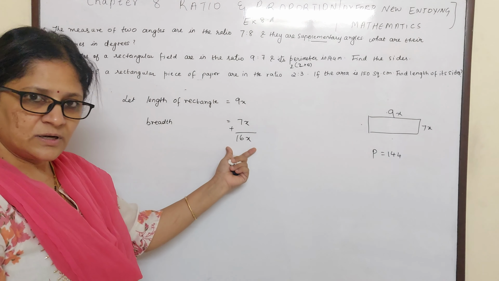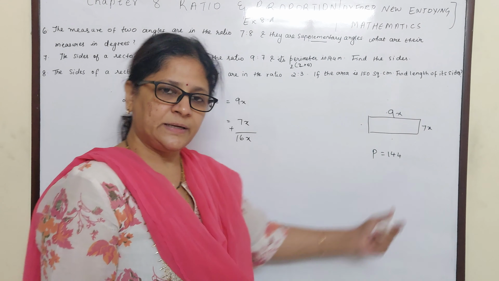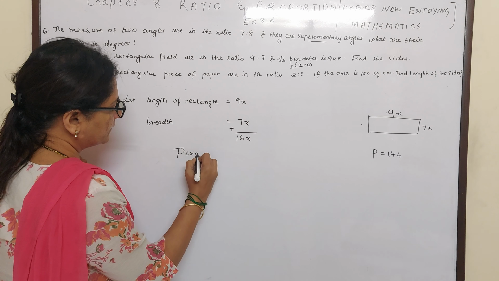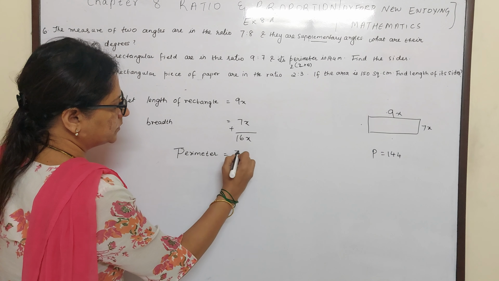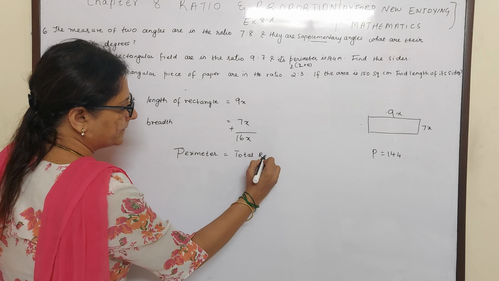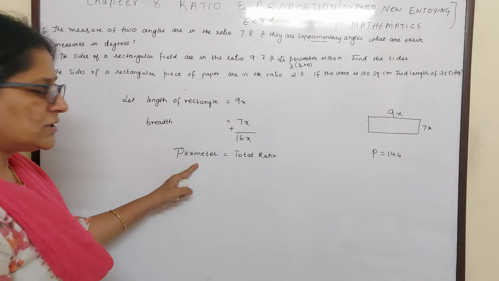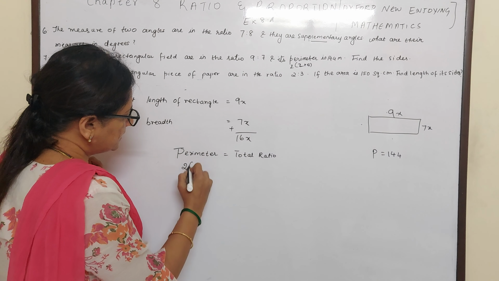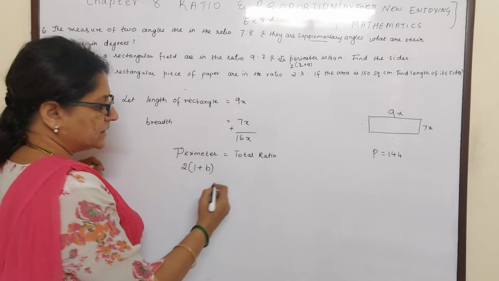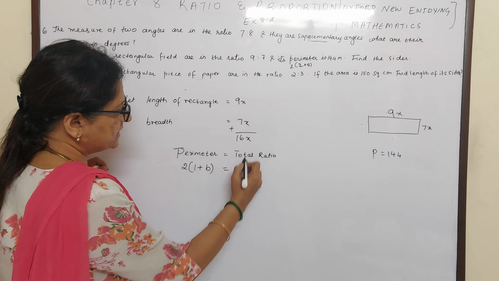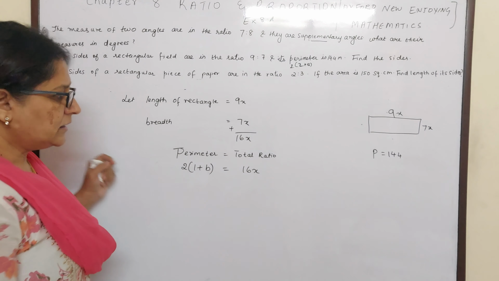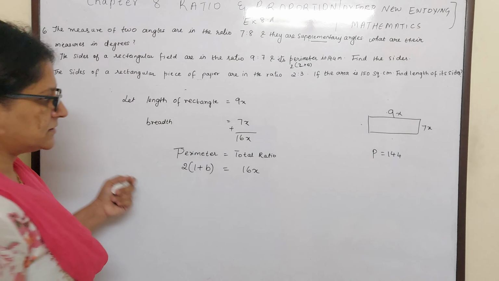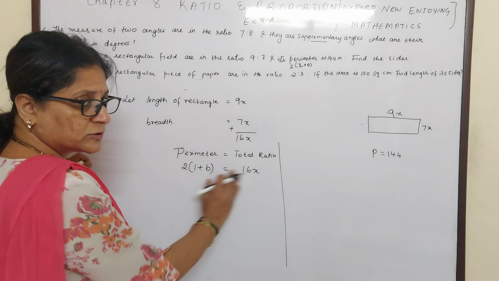So now my total ratio will be equal to the perimeter, right? So we can say perimeter is equal to total ratio. Okay, so what is perimeter? The perimeter formula is 2 times (L plus B). So 2 times (L plus B) is equal to 16x, the total ratio, right? Now let me find out what is the value of x. Keeping this here, both are equal, right?